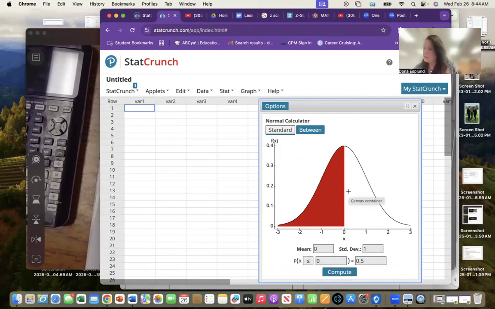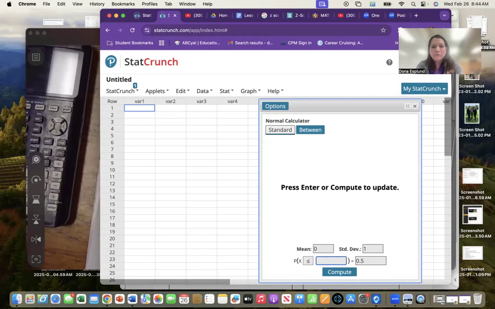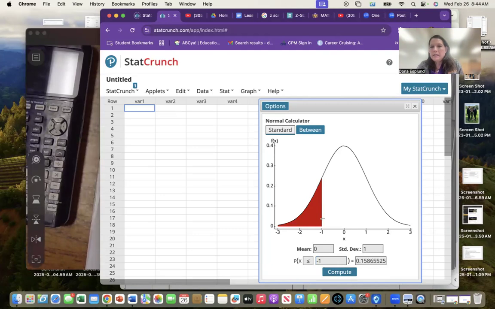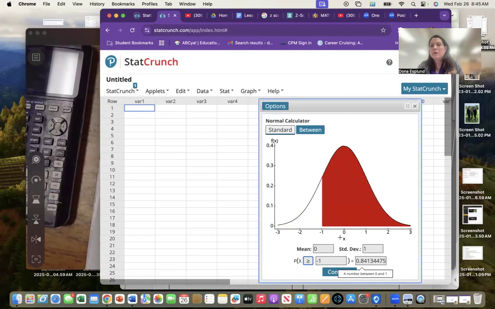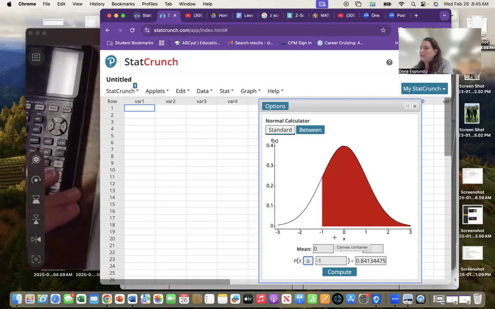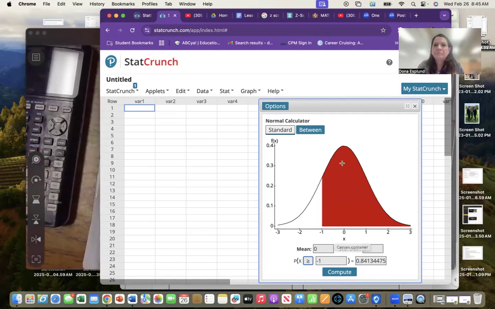Now remember the problem we had said we were looking for a z-score of -1. So if I put in a z-score of -1 and compute, I'm going to get the left-hand side. But by changing between greater than or less than, I can switch it, and that will also give me the same amount. So it's nice because you don't have to use your table, and it's right there and really handy to use.